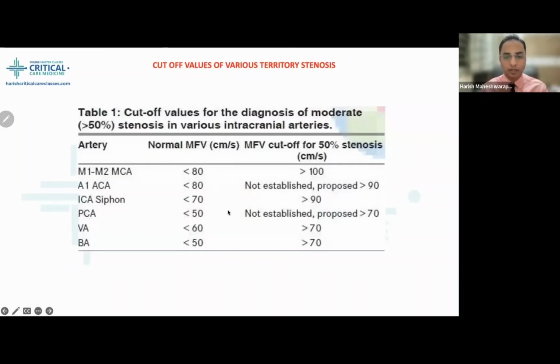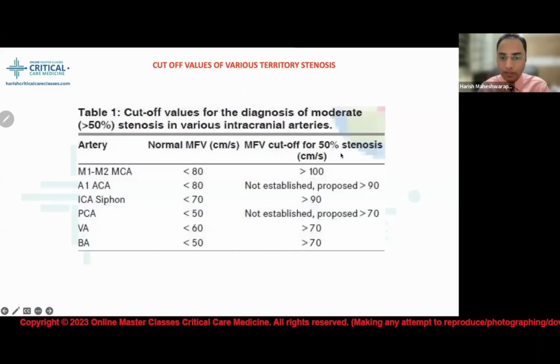ICA siphon: less than 70 is normal, more than 90 is abnormal. PCA: less than 50 is normal, and any value of more than 70 is abnormal. Vertebral artery: less than 60 is normal, more than 70 is abnormal. Basilar artery: less than 50 is a normal mean flow velocity. If it is more than 70, then there is a 50% stenosis in the basilar artery.